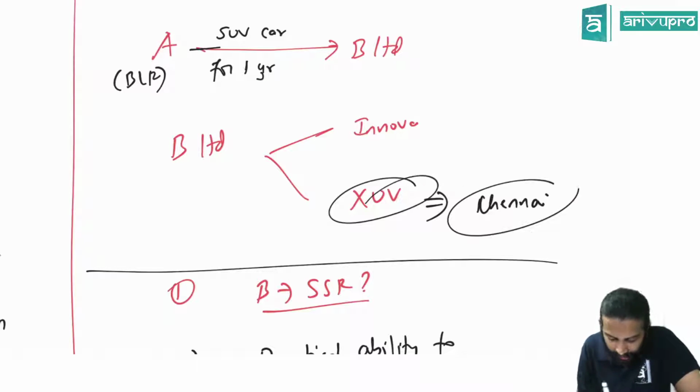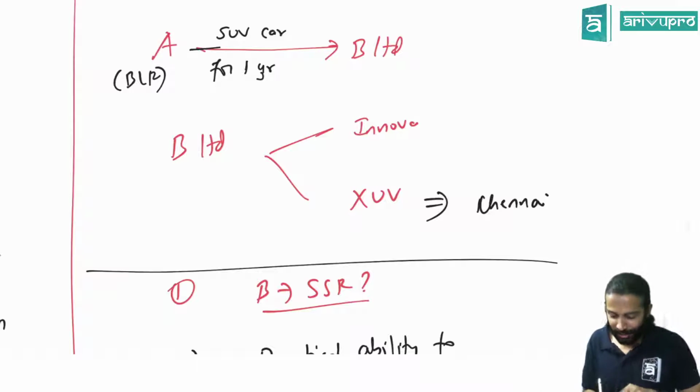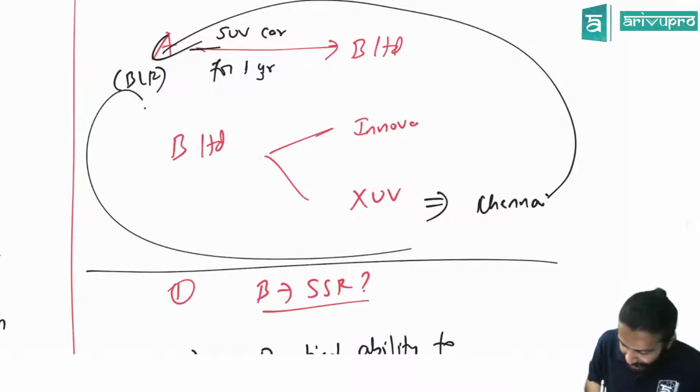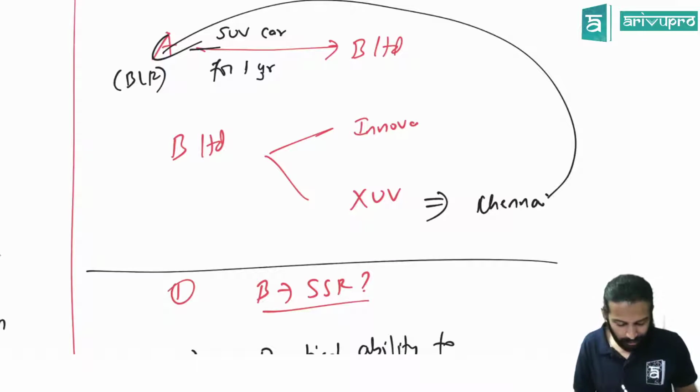This car is already given to a Chennai customer and A Limited is there in Bangalore. If he has to substitute, this XUV has to come from Chennai to Bangalore. Correct? And this Innova which A has has to be sent from Bangalore to Chennai. Like a chipmunk drawing, they'll keep on doing round trips. Does he have the practical ability here?